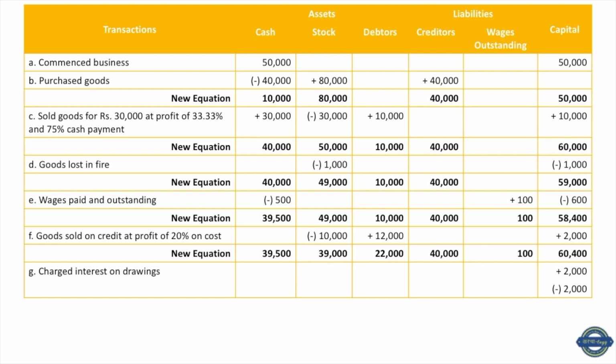As we give somebody loan, we charge an interest. Similarly, interest on drawings can be charged by the business. So interest on drawings, which is for rupees 2,000, this is an expense. This is an income for the business. So we will add this 2,000 under the capital column. And capital is also a representation of the amount that we owe to the owner. We will deduct this amount from the capital as well.